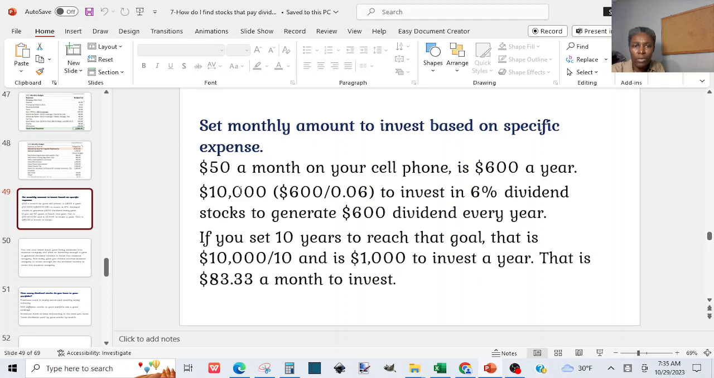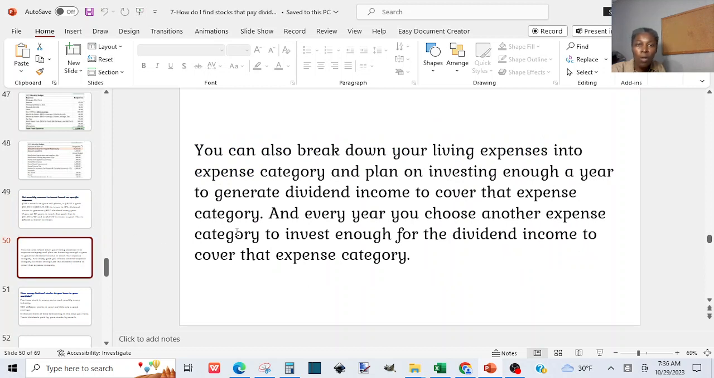So that $10,000, if you divide it by 10, it'll give you $1,000 a year. And if you divide that by 12, it'll give you about $83 you need to invest a month to reach that goal in 10 years. And when you reach that goal, you can tackle another expense category, and before you know it, you'll cover all those expense categories that you have. If it's just some fun expense category that you want your dividend income to cover, like traveling for instance, why not? The choice is yours, but those are just some food for thought.